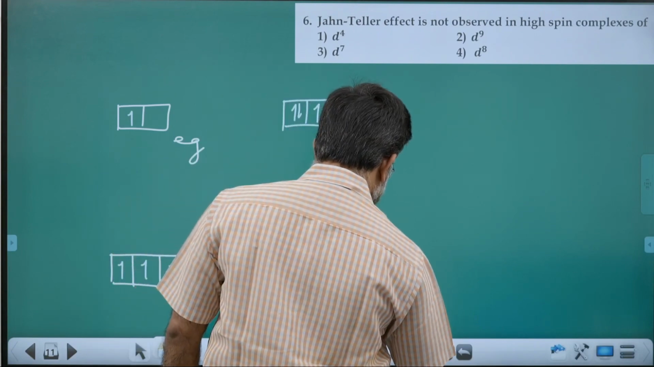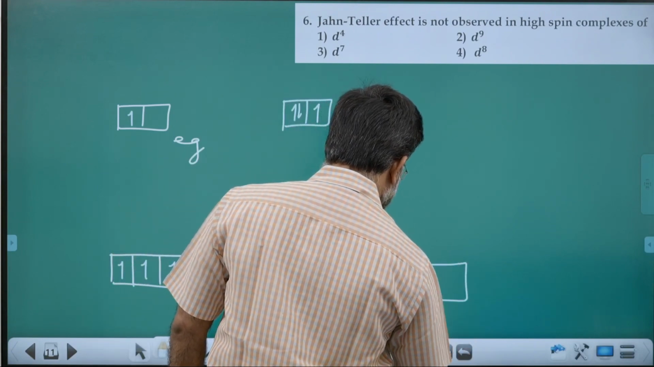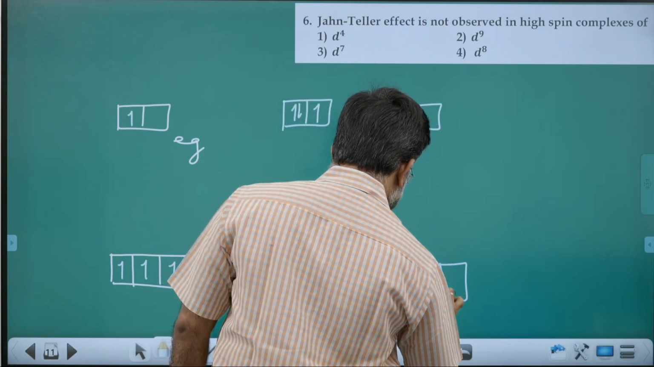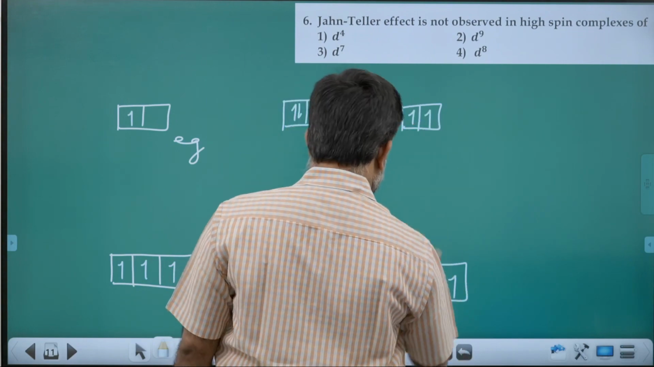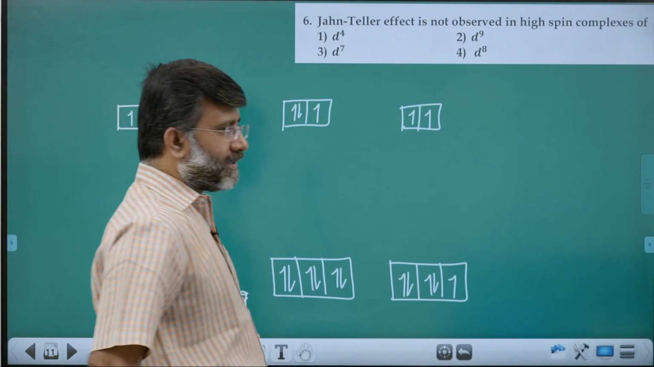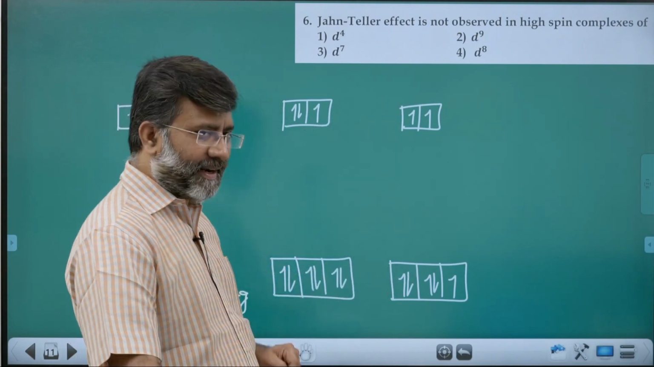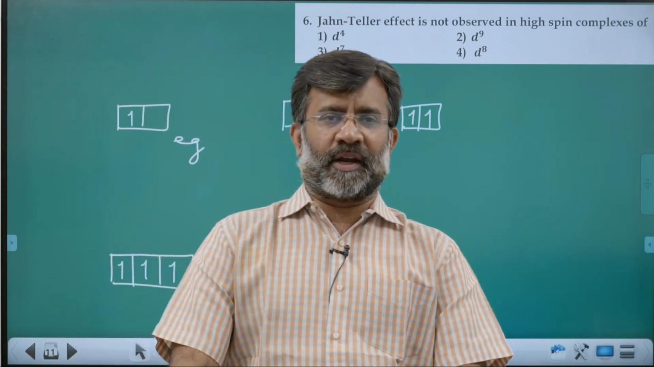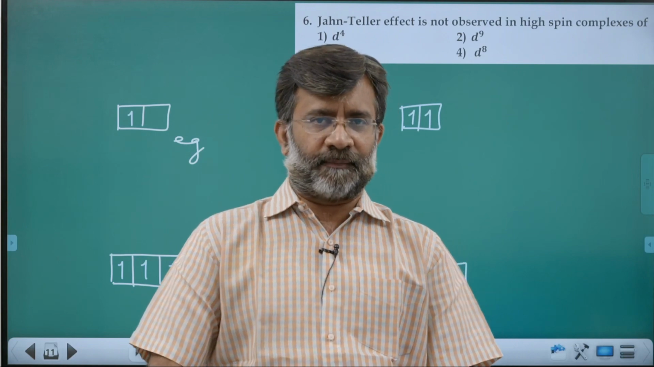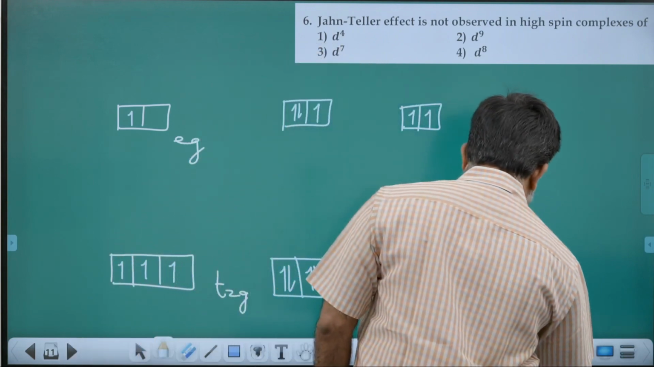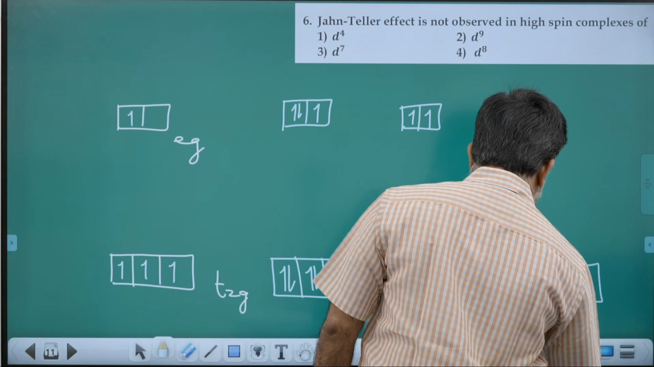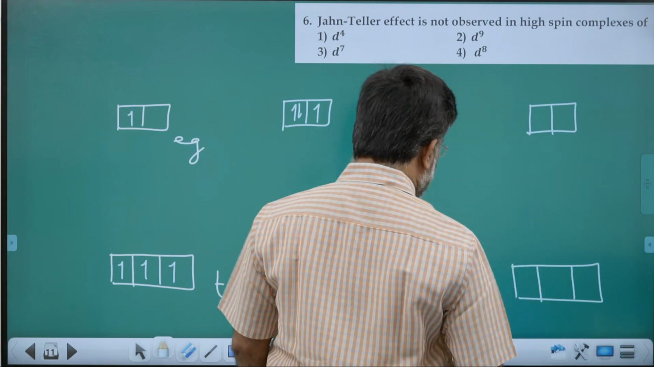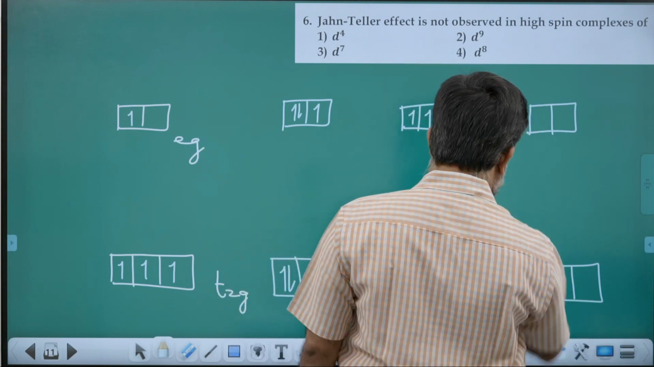Now option C, d7 system. What is going to be the d7 system? This is d7. 1, 2, 3, 4, 5, 6, 7. You can see here it is symmetric, here it is unsymmetric. One eg orbital is singly occupied. It is unsymmetric electron distribution. Again, there is molecular distortion. What about d8? That will be the answer, because all others have the Jahn-Teller effect. The answer should be option D, I mean the fourth choice, the d8 system.